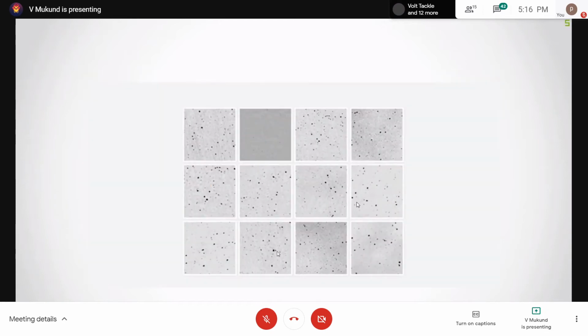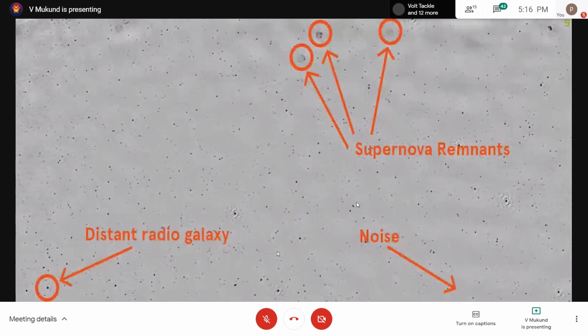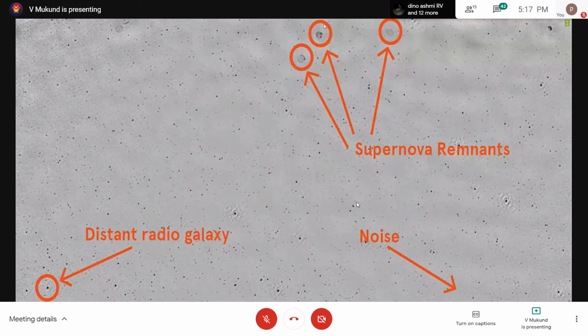Just to give you a better idea, this is a distant radio galaxy here, the black dots, and then the surrounding gray is the noise. And these here are the supernova remnants, which linger on for a lot of years as the radiations are very high and very powerful. So this is how a radioscopic observation is done.